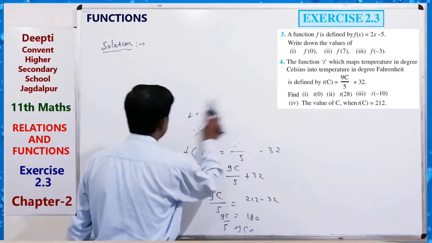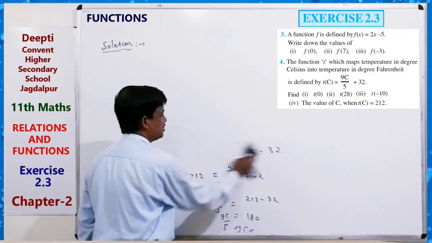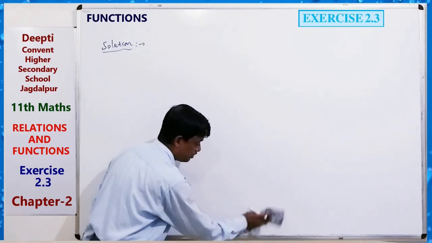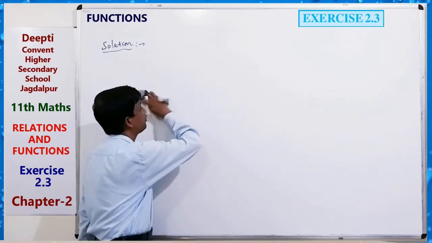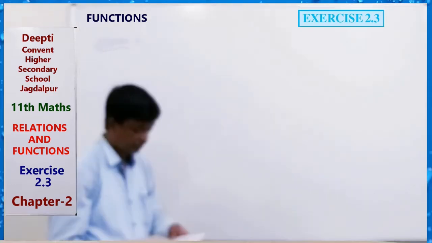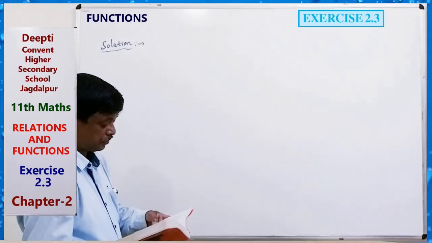Okay, so questions 3 and 4 are very simple questions. You have to find all the values of T completely and write them down in your homework copy.